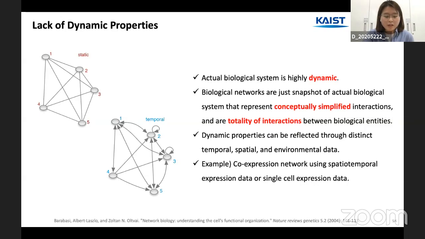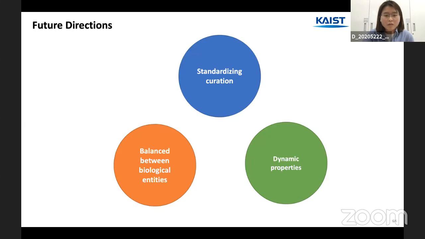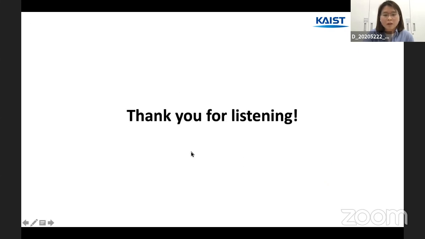For example, in recent years, many researchers reflect the dynamic properties of actual biological systems by constructing co-expression networks through spatial temporal RNA sequencing data or single-cell RNA sequencing data. So in the future, we hope that more standardized curation policies for databases and a balance between biological entities and the data that reflect the dynamic properties can help to construct a more complete biological network that represents the real biological system appropriately. This is the end of my discussion, and Hamza will continue the discussion.